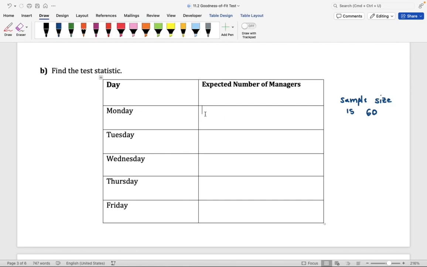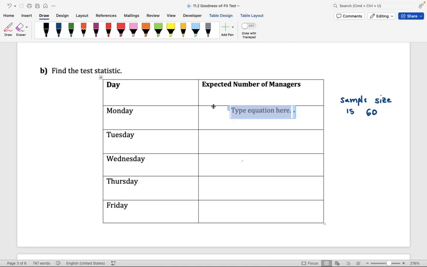There are different ways of doing this. Some of you might be thinking, well, I can take 60 divided by 5, and that will give me the expected value for each day, because if absences happen equally throughout the week, then we would expect to see 12 on Monday, 12 on Tuesday, and so on. 12 for each day, for a total of 60 people who are in our sample. So that's one way to think about it.